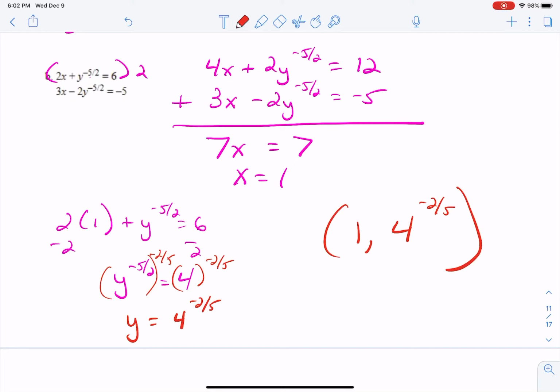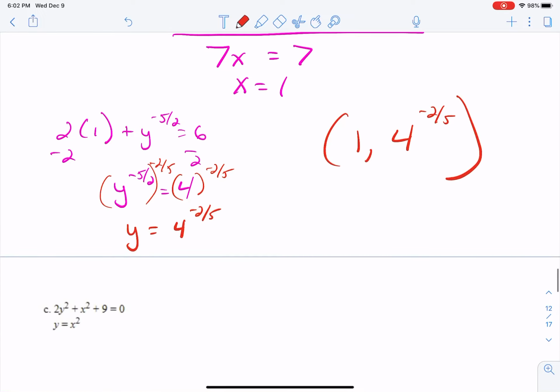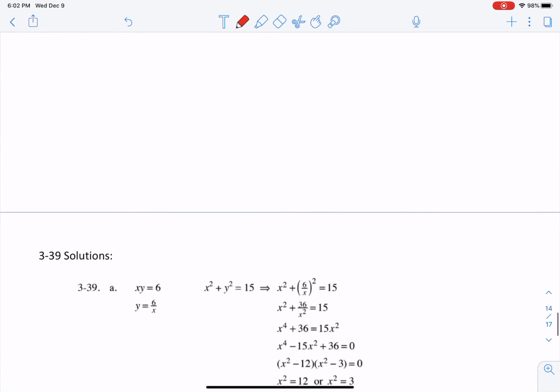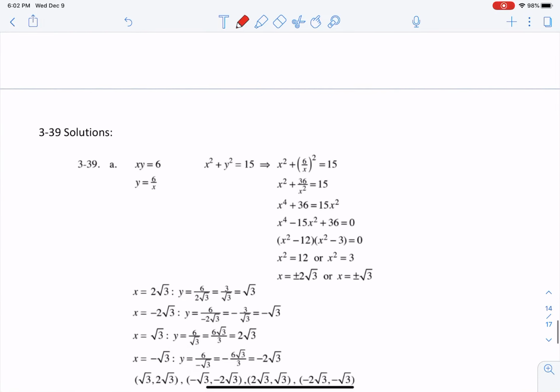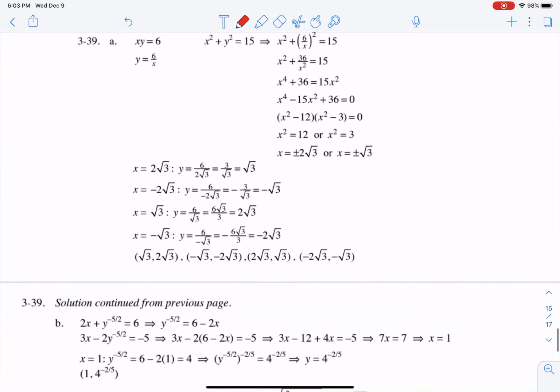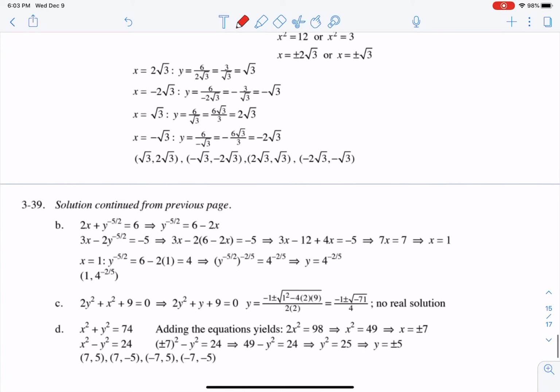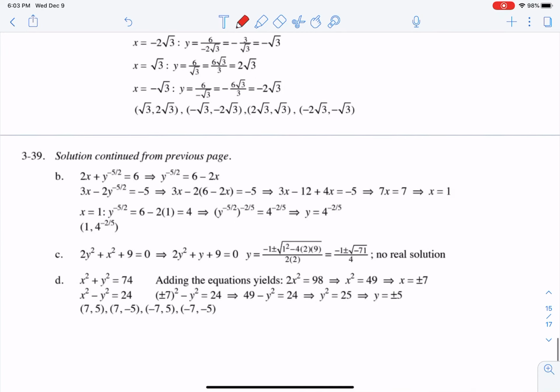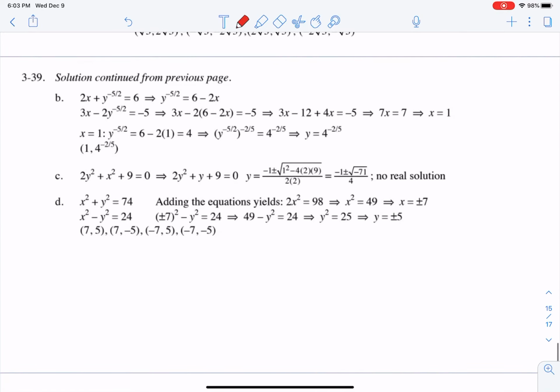So for each one of these problems, when you're solving algebraically, you're going to solve for x or y, and then substitute that value back in to find how many solutions you have. So I've listed out the solutions and the work for each of these problems, so you can take your time going through them. Please bring any questions to class or send me an email.